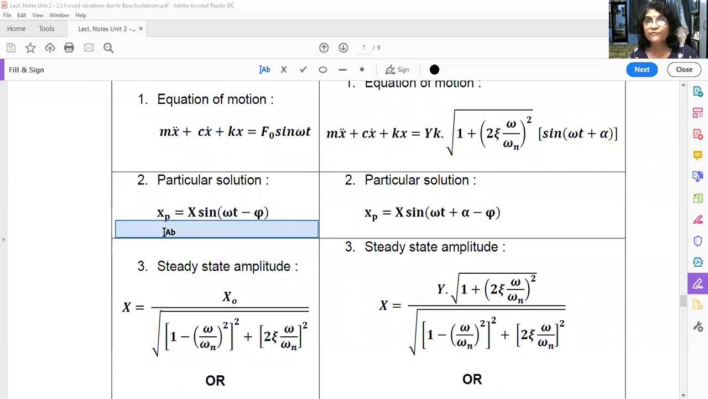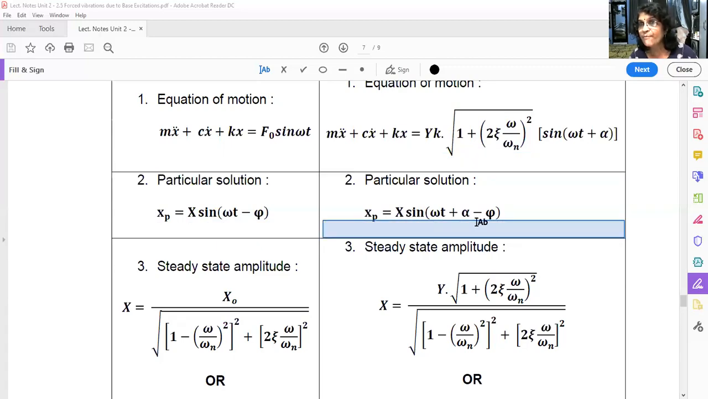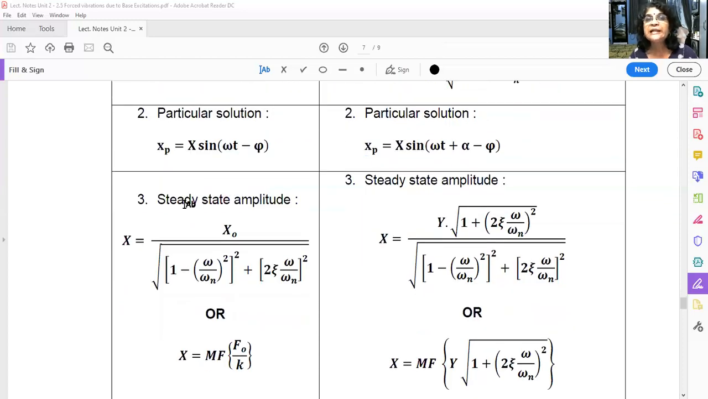What was the solution for forced vibration due to external excitation? Xp, the particular solution, is equal to capital X sin(ωt − φ), where capital X is the steady state amplitude. And what is the particular solution for support excitation in absolute motion? Xp is equal to capital X, the steady state amplitude, into sin, where the angle is replaced: it is not ωt, it is ωt + α. So what is the angle here? ωt + α − φ. Understood?